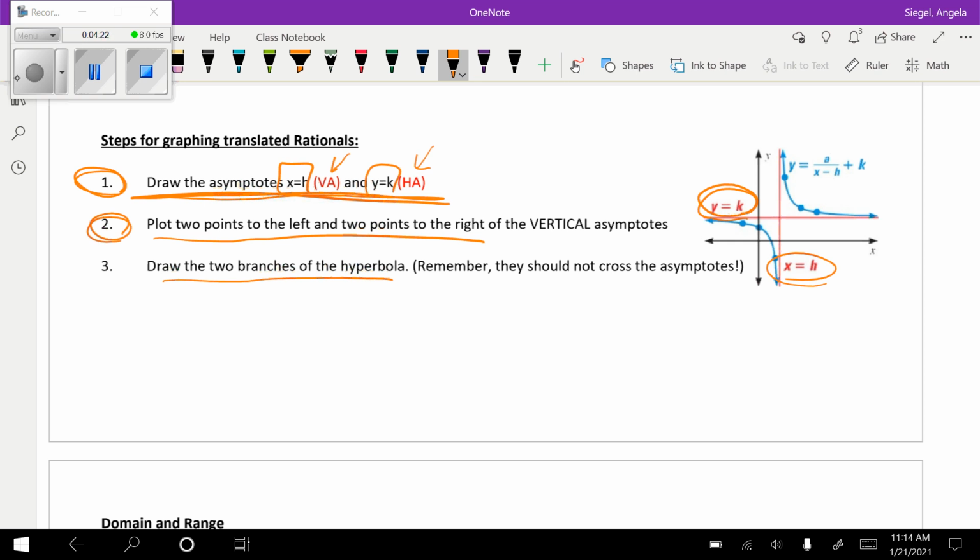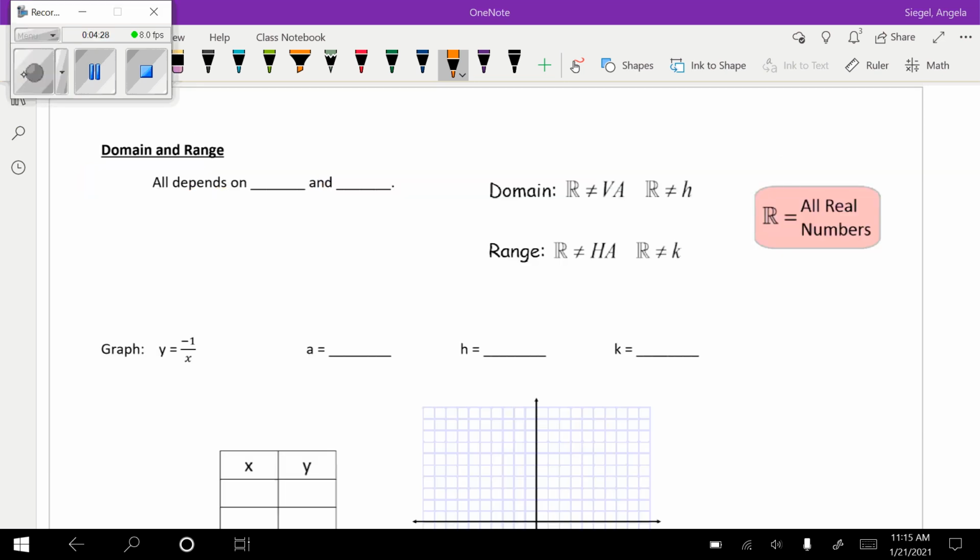So we're going to just go through these steps. It's probably easier to just jump in and do a problem. Okay, so we keep bringing up domain and range when we're talking about graphs. So our domain and range is going to depend on H and K because that's where our asymptotes are going to come into play.